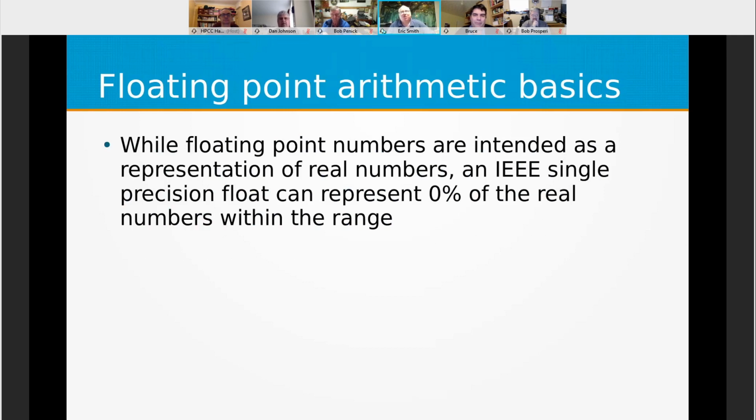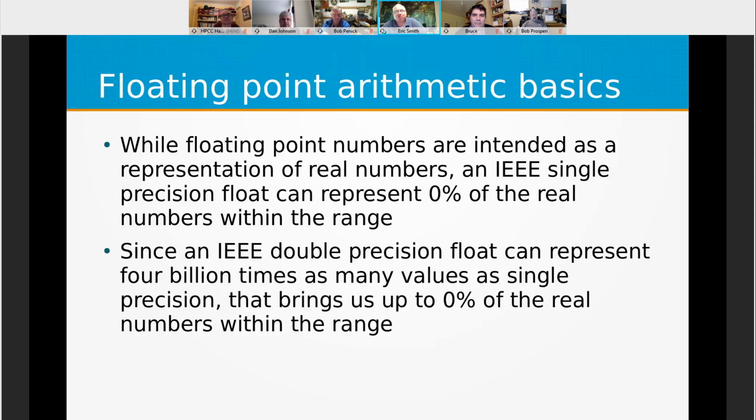So a little bit of snarky comments here. While floating point numbers are supposed to represent real numbers, an IEEE single precision float can represent 0% of the real numbers within its range. Essentially, to a first approximation, none of them. Obviously, it actually can represent some real numbers, but 0% of the possible real numbers in that range.